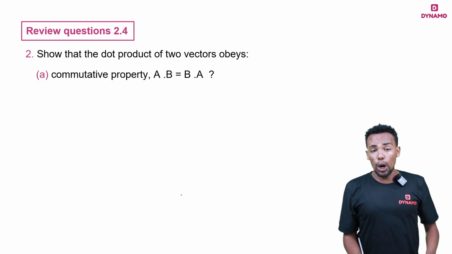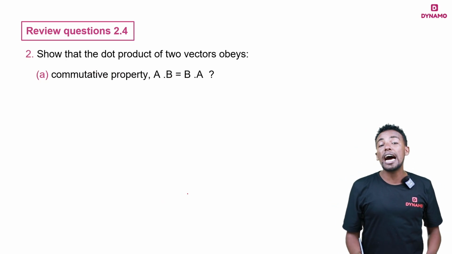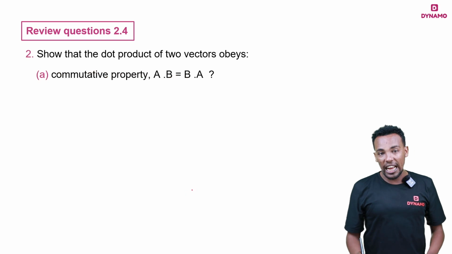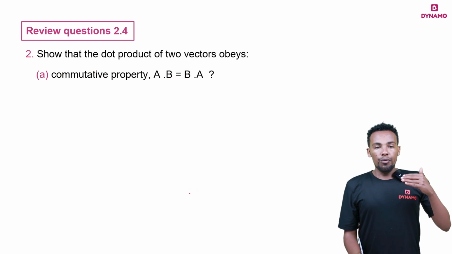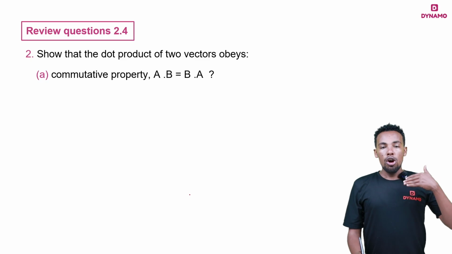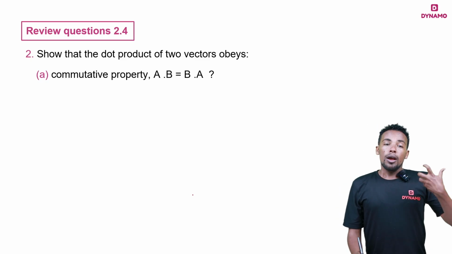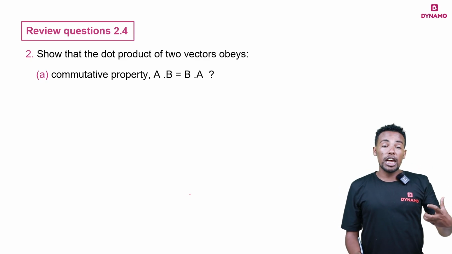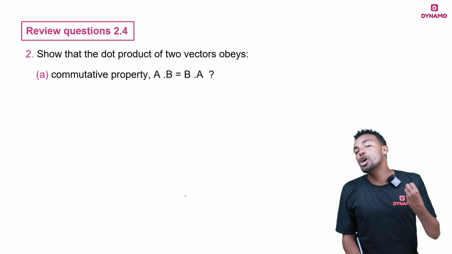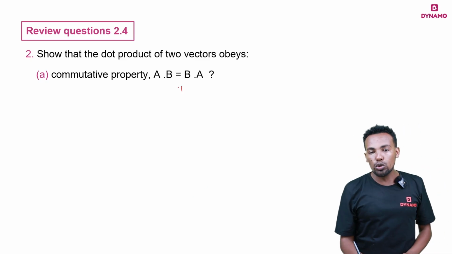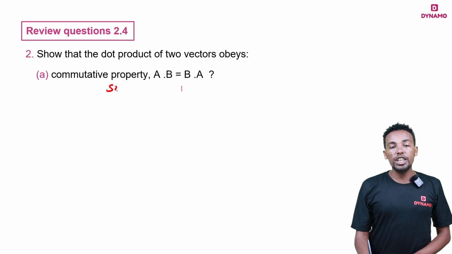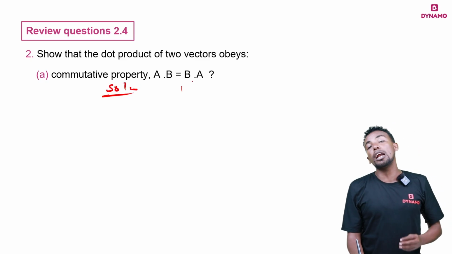Question number 2. Show that the dot product of two vectors obeys what? A. Commutative property. Commutative property jechuun amala jijjiirraa obey godhaa yookaan hin guutaanu jedhaa jira. Kanaaf solution isaa gaafa jennu A dot B is equals to B dot A.